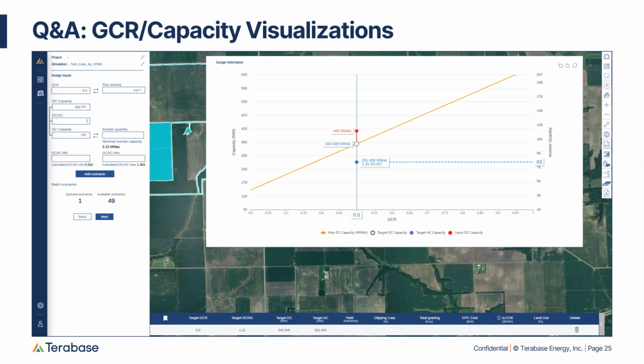Where does Design Pro get its costs for its cost estimate? Is it utilizing RS Means, or where's it coming from? Yeah, so in the background, we're running an 180 line item bottoms up cost estimate.